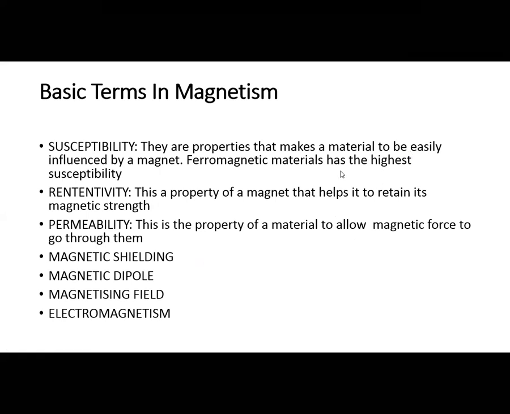When we wanted to start this lesson, I made mention that the properties of a magnet help in defining a magnet. Let's briefly look at what the properties of a magnet are. One property is that it has two poles: the North Pole and the South Pole.